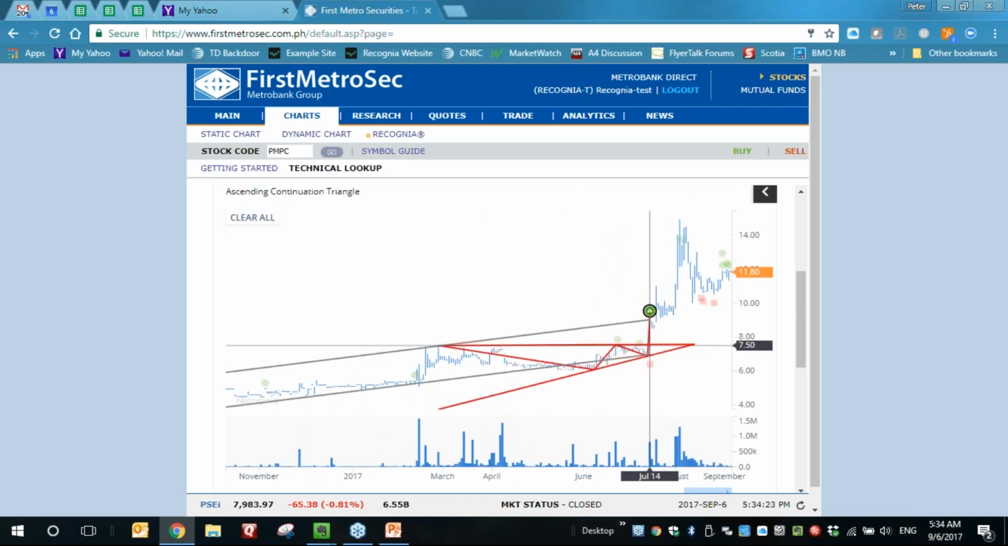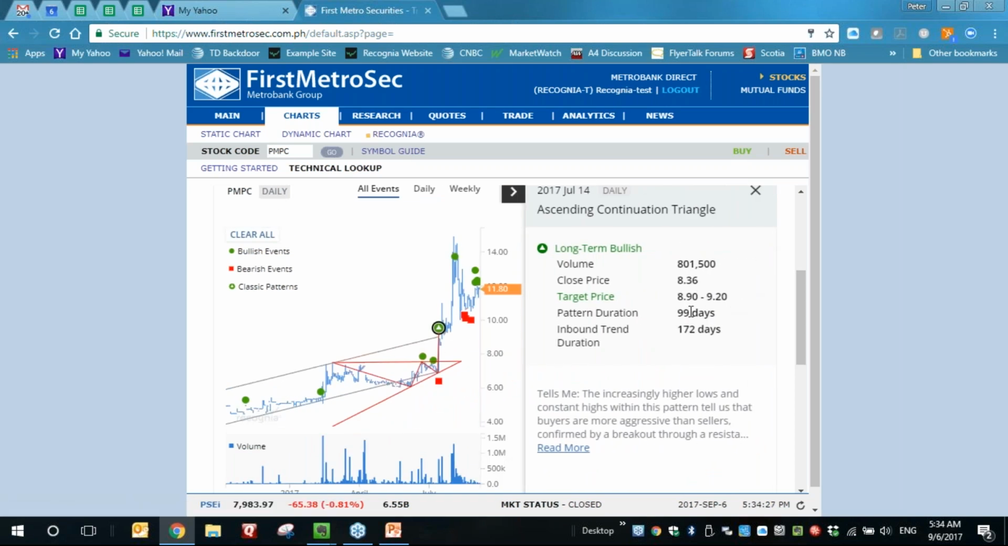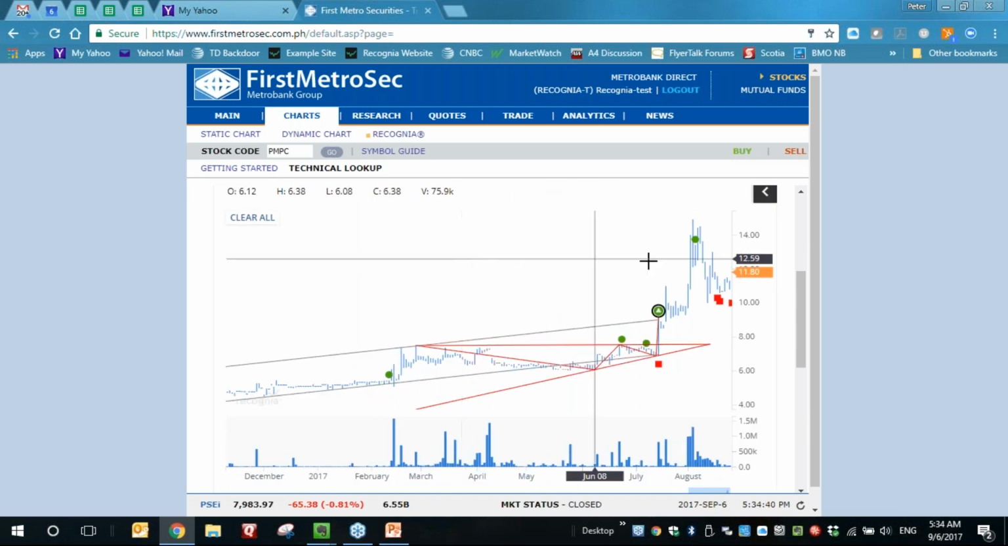So here you can actually see a triangle pattern which has occurred, and the target price suggested by this pattern is 890 to 920. It was confirmed at 836, and of course the price went well beyond that target price, up to about 14 Philippine dollars. So that one's actually worked out very, very well.